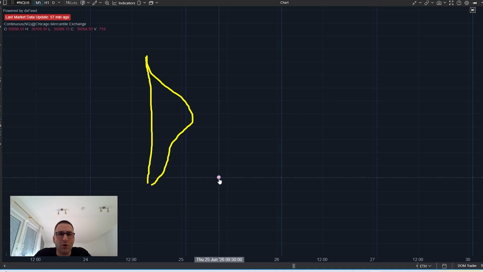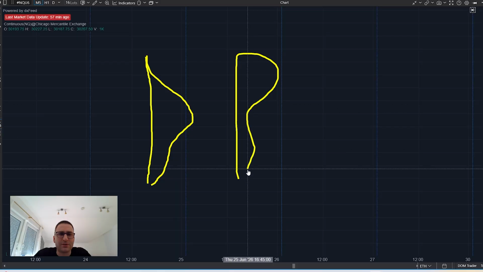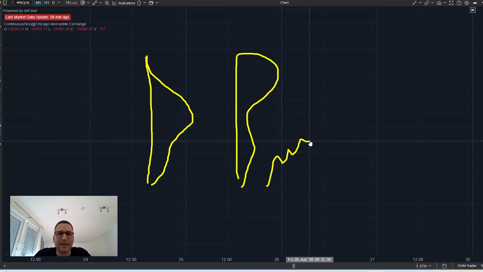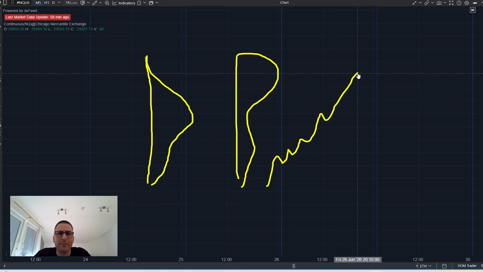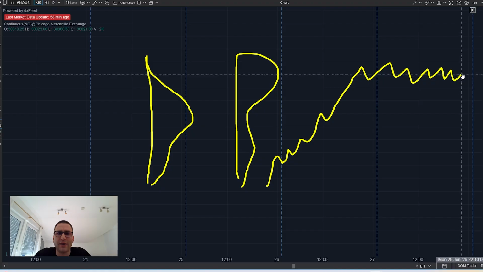Or we can also have trend profiles. So trend profiles look a little bit more like this. We can see that the market came from down here, it didn't take much time and it went all the way up and then went here into balance and continued to stay here until the next move occurs.